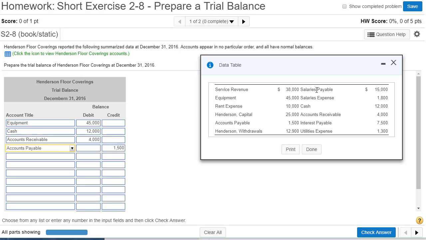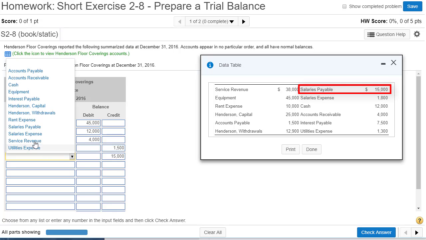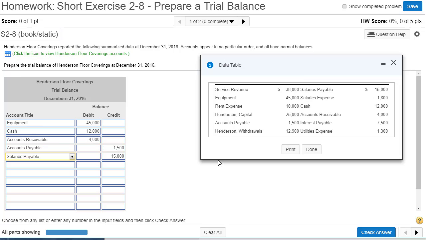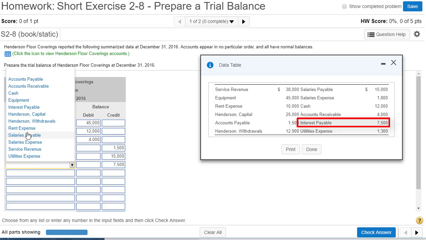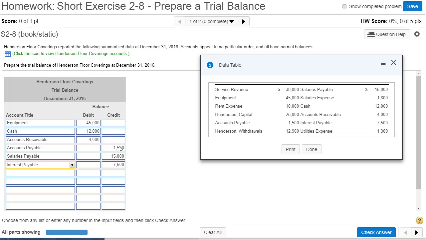Let's see, do we have any other liabilities? $15,000 salaries payable. That means that as of December 31st, we owe our employees $15,000 of pay. Do we have any other? Yes, we do have another payable, $7,500. That is another liability, interest payable. All right, so we're done with liabilities.